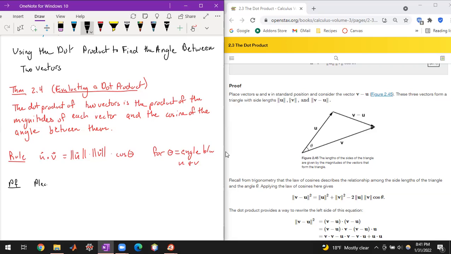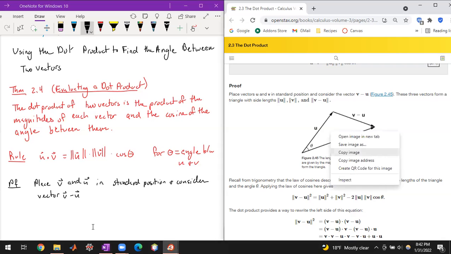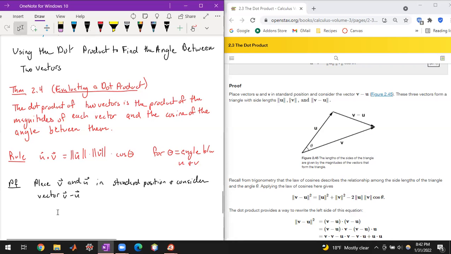So we'll place v and u in standard position and consider the vector v minus u, which is not in standard position. We've moved it to that terminal point. So I'm going to go ahead and include this diagram in my notes.